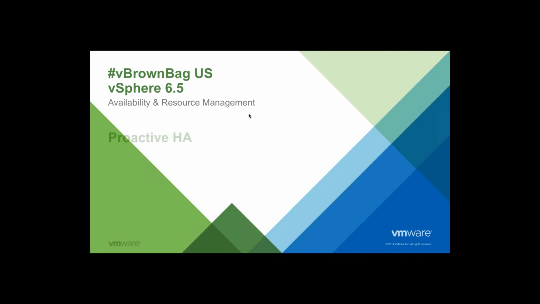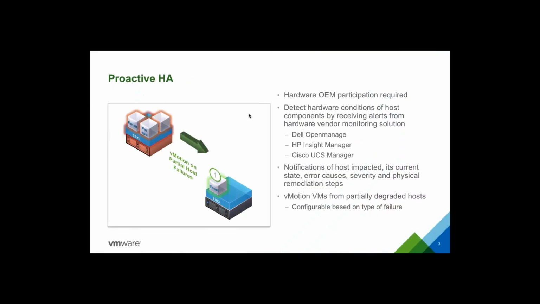The first is around vSphere HA and the Proactive HA feature. What this does is work in conjunction with our hardware OEM partners, like the Dells, the HPs, and the Ciscos of the world. We work with their hardware management platform monitoring system, which plugs into vCenter and notifies vCenter of any component failure or unhealthy component within each individual ESX host.